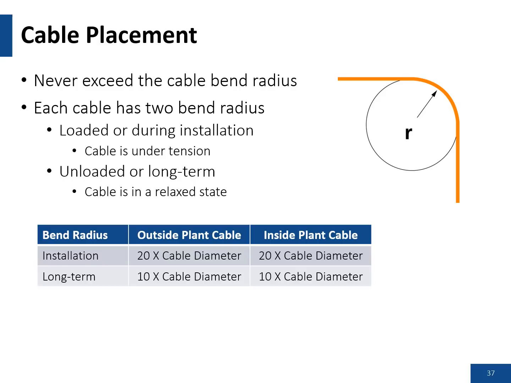You also have an element called the cable placement, or the maximum bend radius or bend diameter. Each cable has, again, two bend radiuses. One is loaded during installation or dynamic, and the other is unloaded or long-term, which is called the static or the relaxed state. Both inside plant and outside plant cables typically have 20 times the cable diameter as allowable bend radius for the dynamic or installation, and then 10 times the cable diameter for the long-term, such as coiling or static bend radius of the cable long-term.